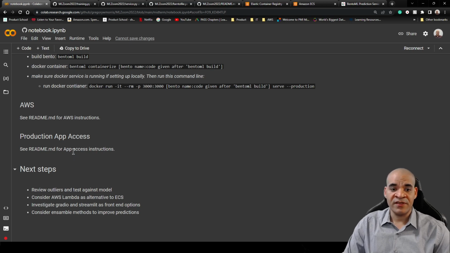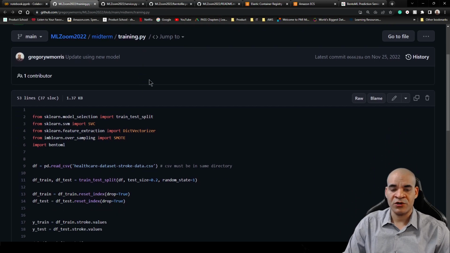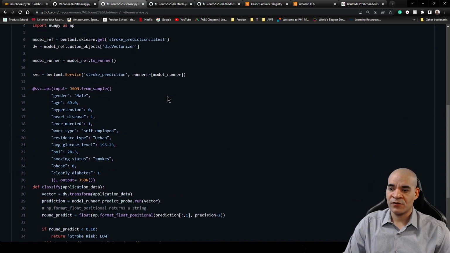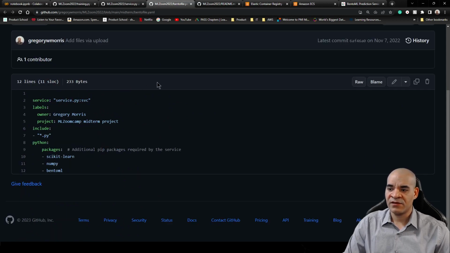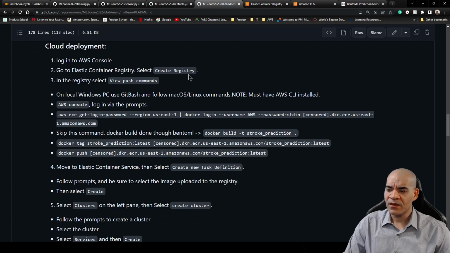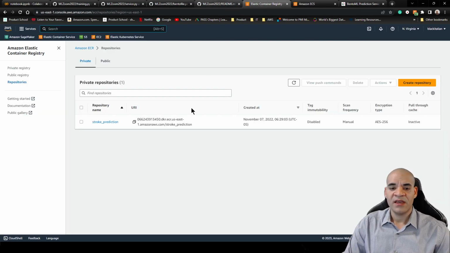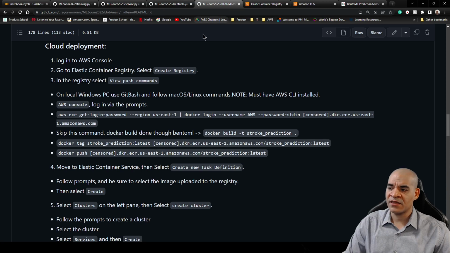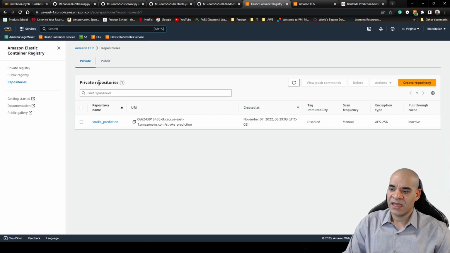So the next step is to get that container into production. So ultimately, this is our training script. This is our service that we're going to run. This is the input it's going to take. And there's our YAML. So what I did is I used AWS, and I uploaded it to the Elastic Container Registry. I had the AWS command line installed on my PC, so I was able to log in, run some commands, which I do have documented in the GitHub, and upload it to Elastic Container Registry.